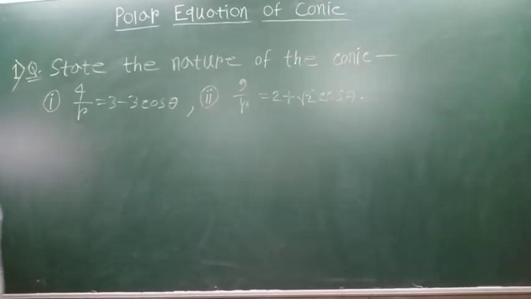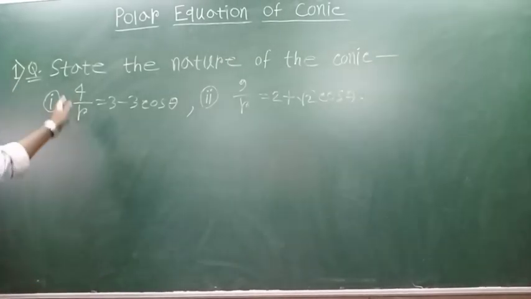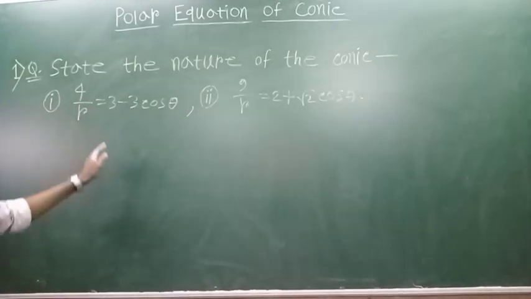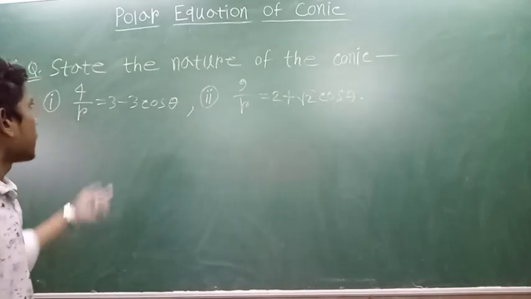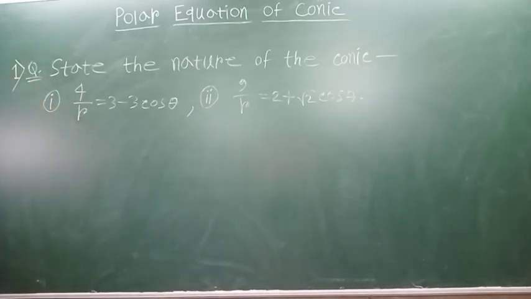So students, now we will solve some problems. State the nature of the conic. The equation of the conic is given in polar form, and we have to state its nature. So to state whether this is a parabola or ellipse or hyperbola, first we have to find the eccentricity.